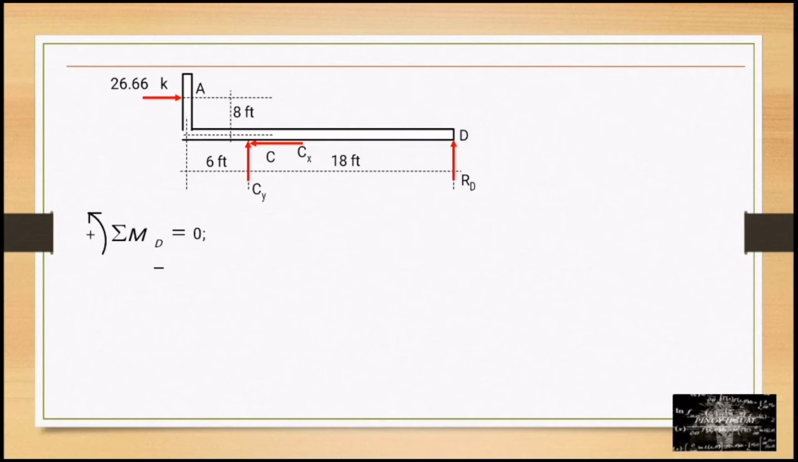Okay. So, minus CY times 18. Yung 18, moment arm yan from point D. So, minus 26.66 multiplied by the moment arm, 8 feet, is equal to 0. So, yung CY is equal to 11.85 kips. So, downward. So, mali yung assumption natin. So, palitan natin downward. Okay.